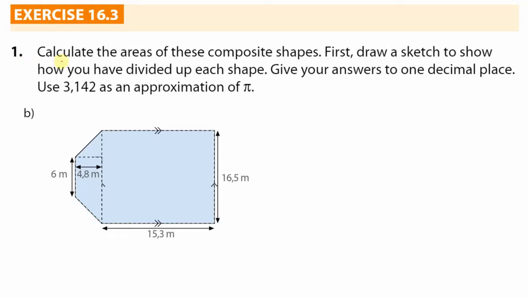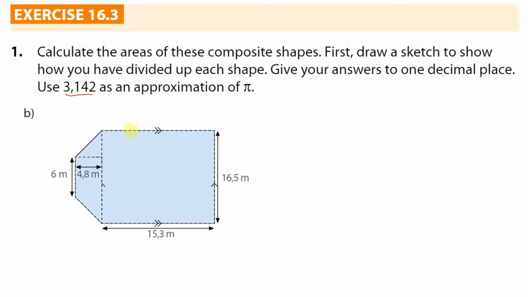So first of all, number 1, we need to calculate the areas of these composite shapes. So first draw a sketch to show how you have divided up each shape. Give your answers to one decimal place. Use 3,142 as an approximation of pi. So here we can't use 22/7 or 3,14. It has to be specifically 3,142.